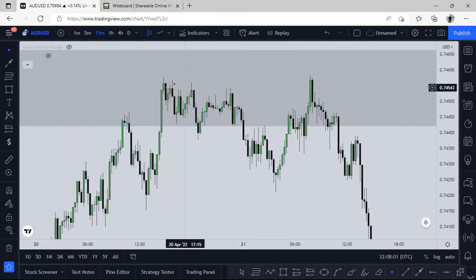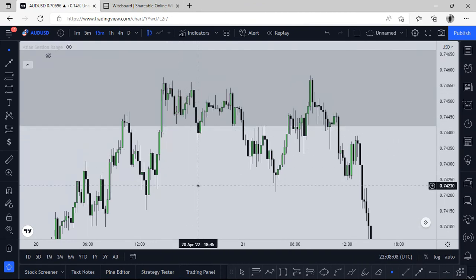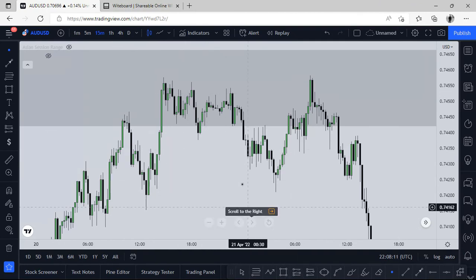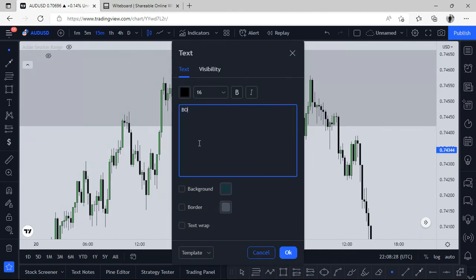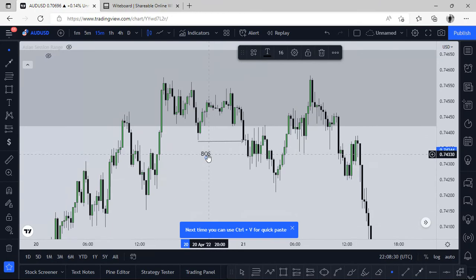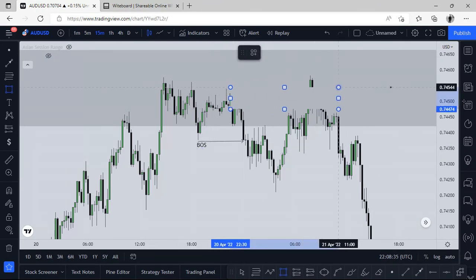So you monitor the trade, price broke, break of market structure. So something like this, market structure. So as you can see, price broke to the downward side, which was this one. We had a break of market structure around this zone. So you can just name it BOS. Okay, so break of market structure, then you can highlight your order block around this zone.